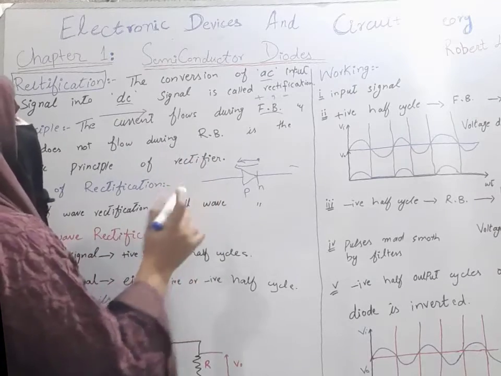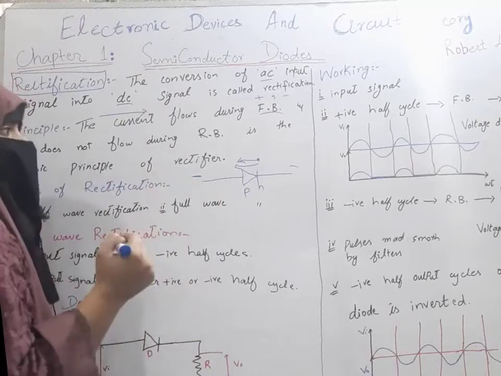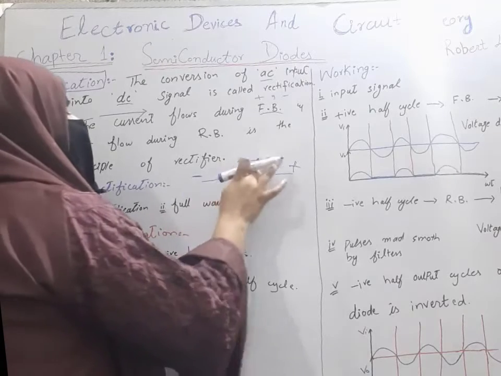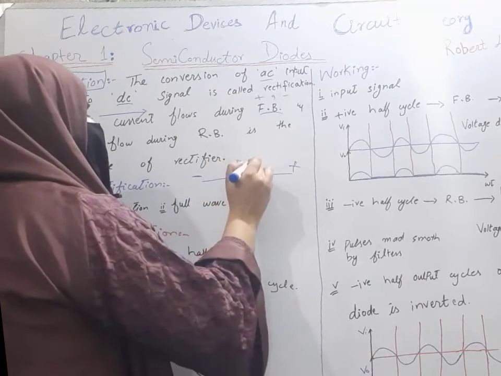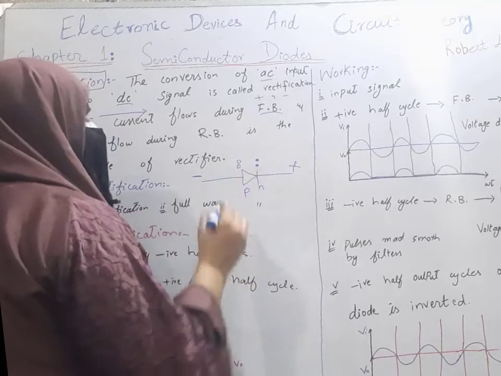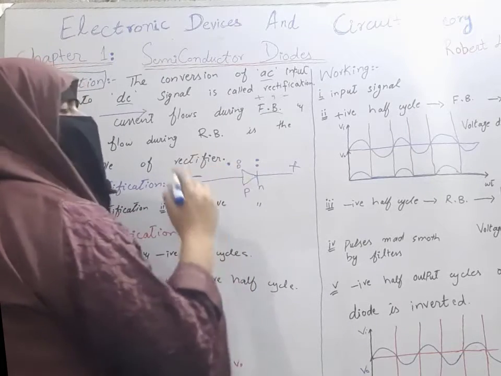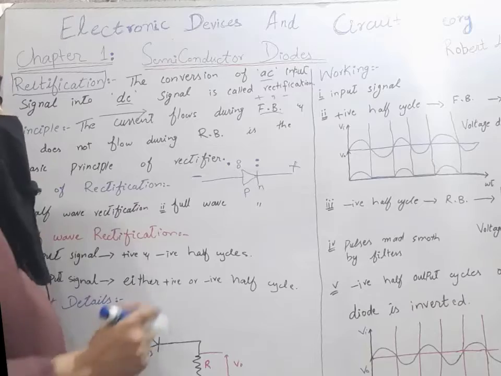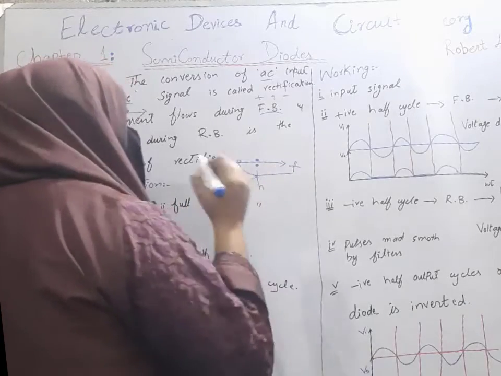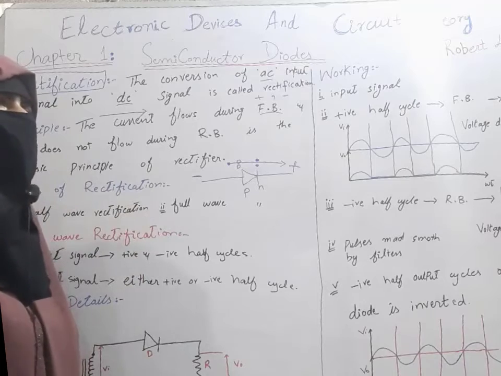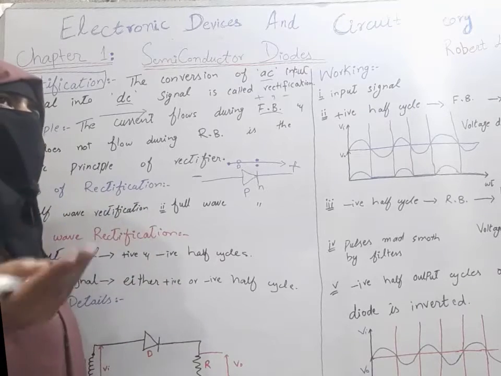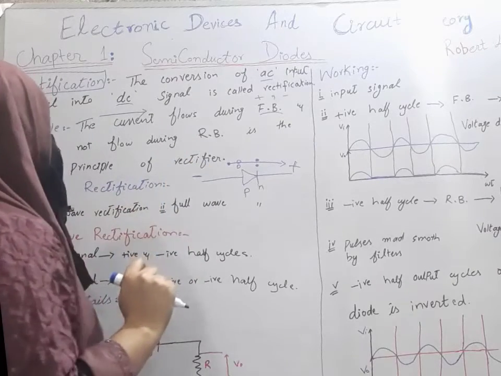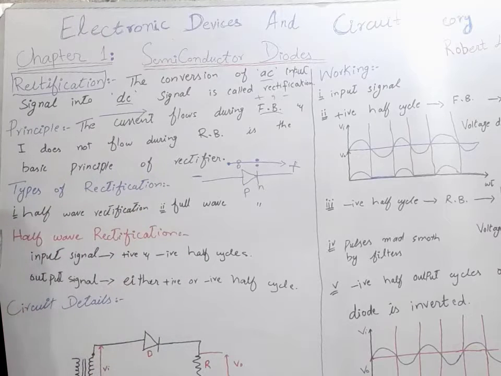Reverse biasing is the condition when P type is connected to the negative terminal of the battery and N type is connected to the positive terminal of the battery. P has the holes, N has the electrons. There are some electron-hole pairs in this region which are generated due to thermal agitation. These electrons will move toward the positive terminal of the battery and a very small amount of current will flow, approximately equal to 0. So we can say that current does not flow during reverse biasing. This is the basic principle of a rectifier.